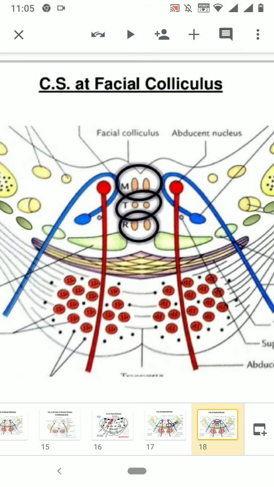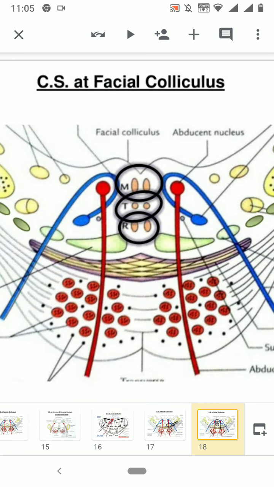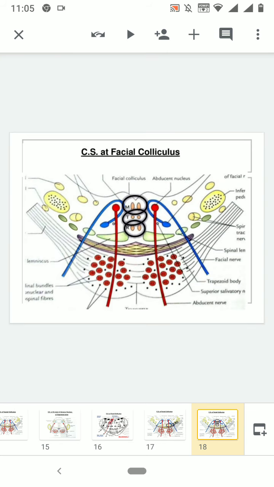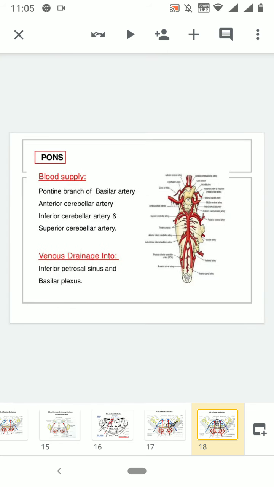So these are just showing you the sensory tracts. Now in the center again this MTR, which I have already explained, what these bundles are. These are all in the paramedian position and have been labeled.